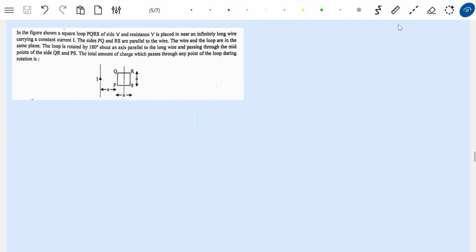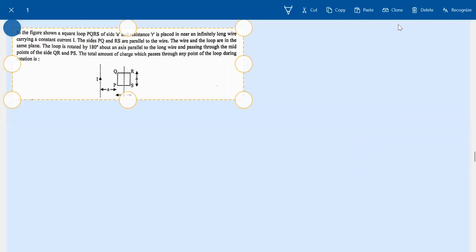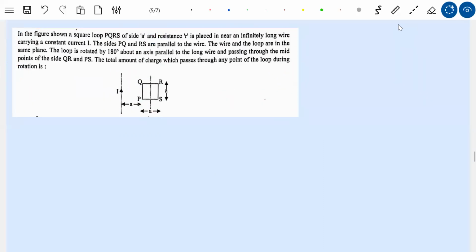Read the question. A square loop PQRS is kept nearby a long wire. This is a long wire. We have a square loop PQRS. I'm going to rotate it by 180 degrees about this axis. The total amount of charge which will pass through any point of the loop during the rotation, when it is rotated by 180 degrees, is what it asks.